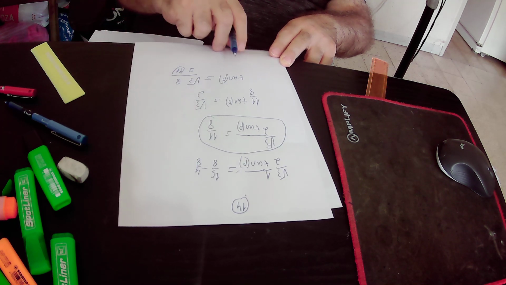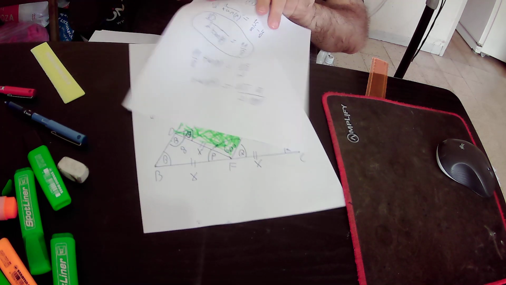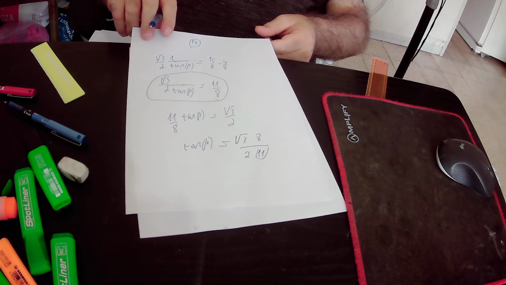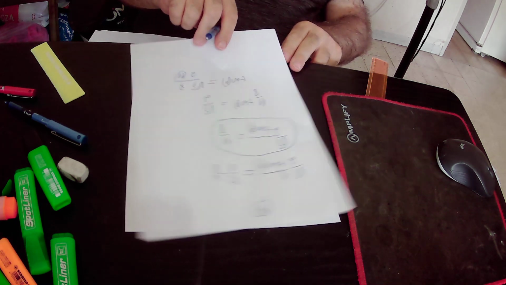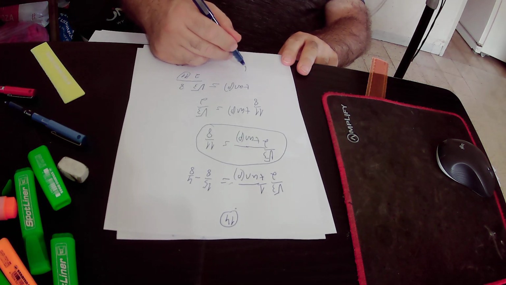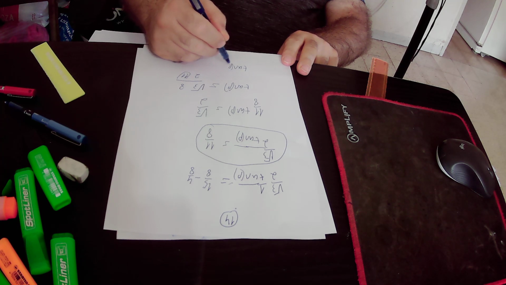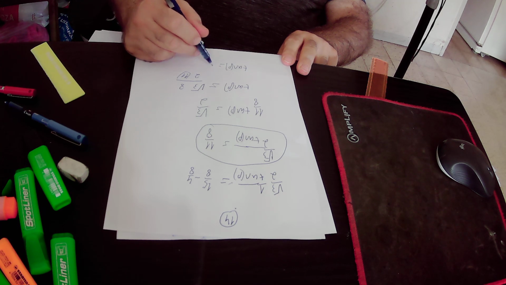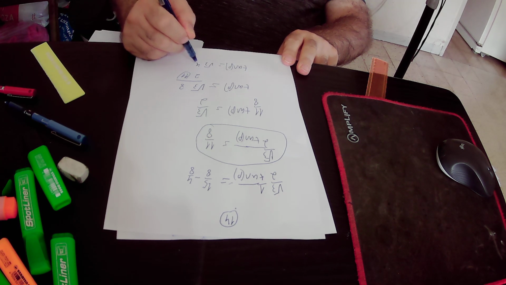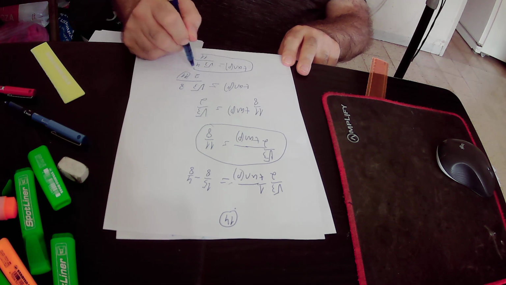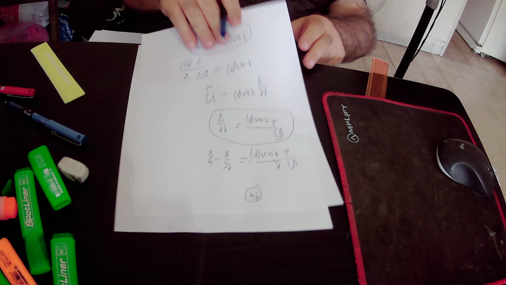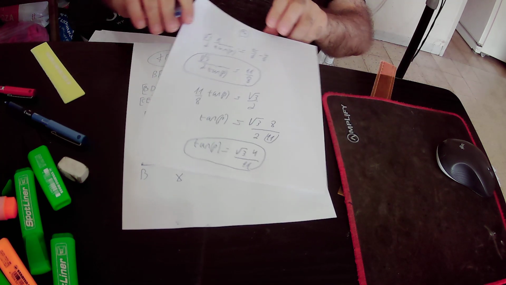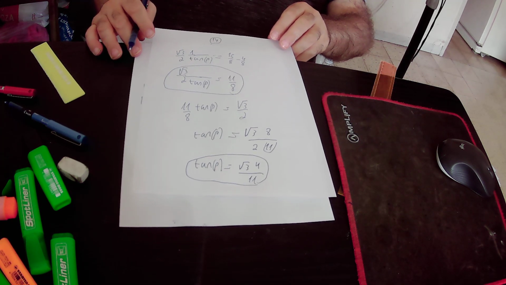Okay, here 8 over 2 is 4, so I write it down. We will get that tangent p equals to root 3 times 4 over 11. Okay, so we found out the value of tangent p. Tangent p equals to root 3 times 4 over 11.